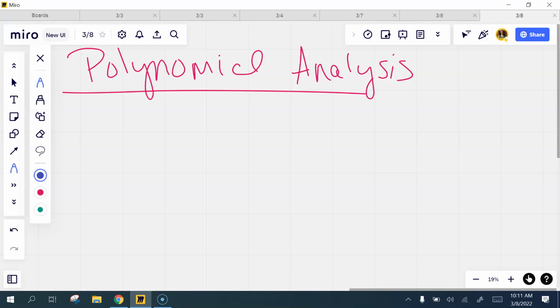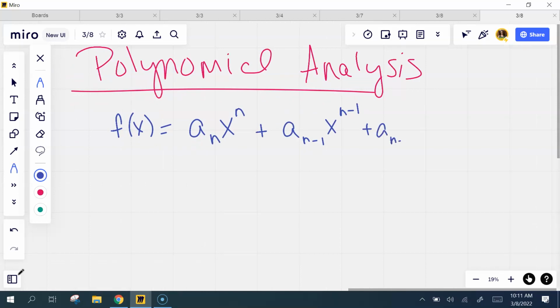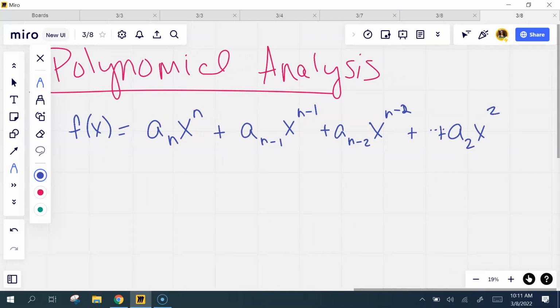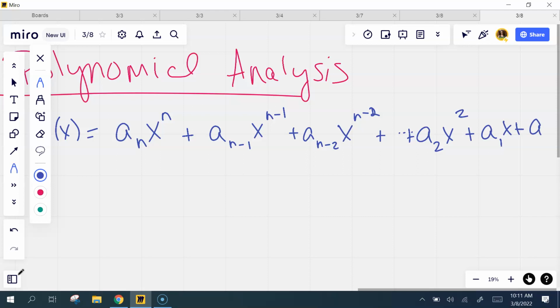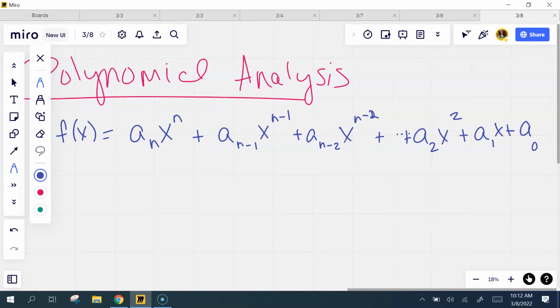So we have this crazy looking function, a sub n x to the n plus a sub n minus 1 x to the n minus 1 plus a sub n minus 2 x to the n minus 2 plus dot dot dot, which means continue on that pattern, right? A sub 2 x squared plus a sub 1 x plus a sub 0. This looks quite intimidating, right?